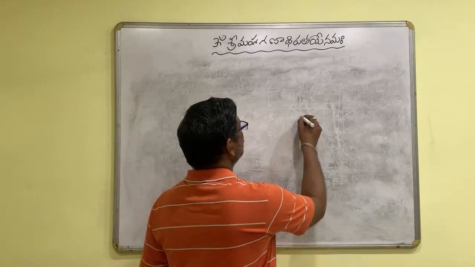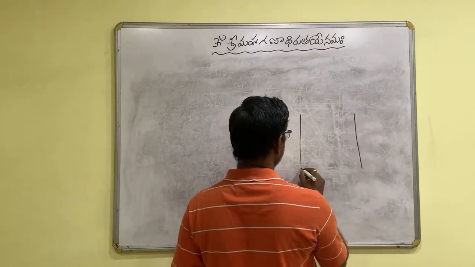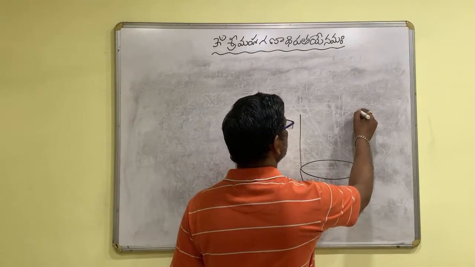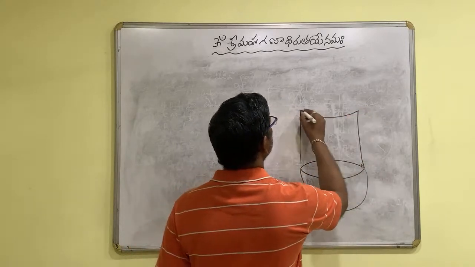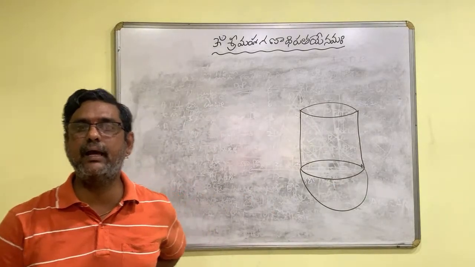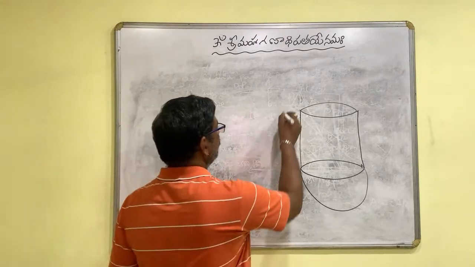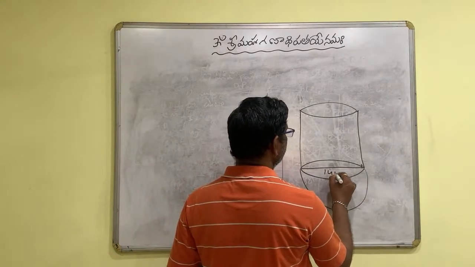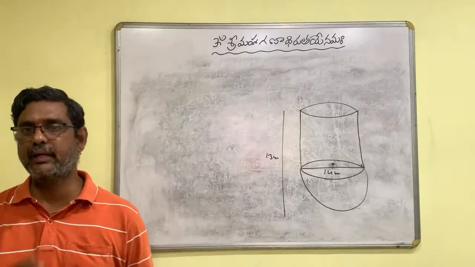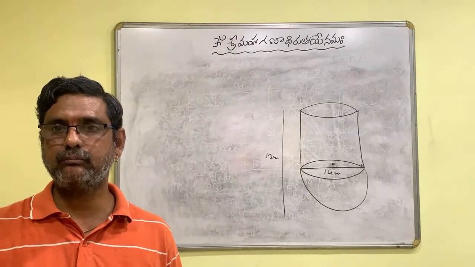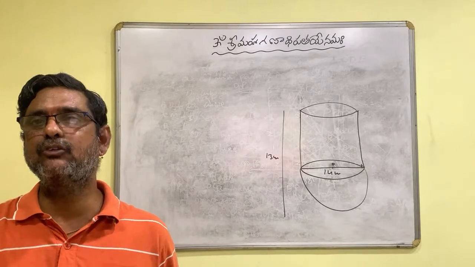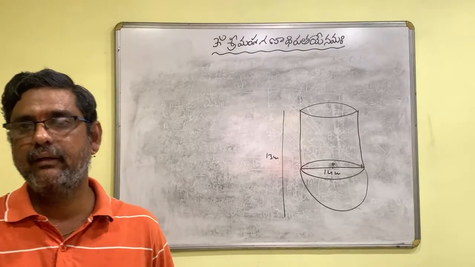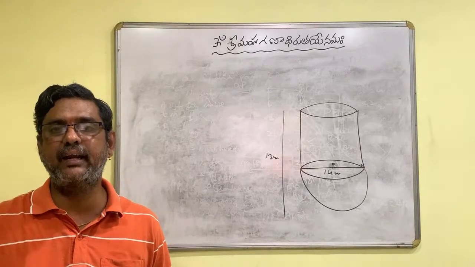See children, a vessel is in the form of a cylinder mounted on a hemisphere. The total height of the vessel is 13 centimeters and the diameter is 14 centimeters. Here we need to see that the diameter of the hemispherical portion as well as the cylindrical portion is the same.